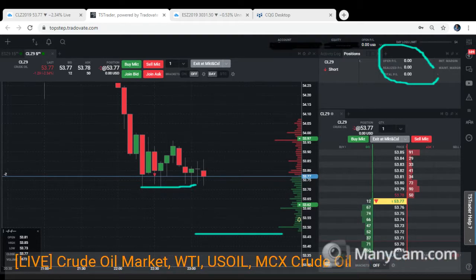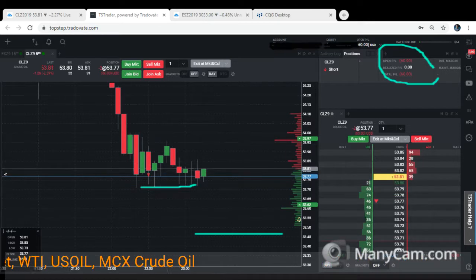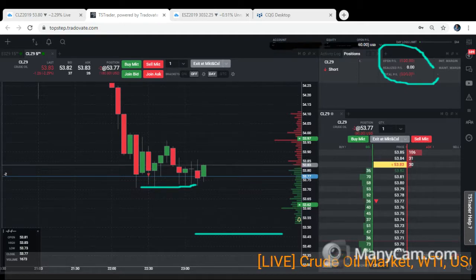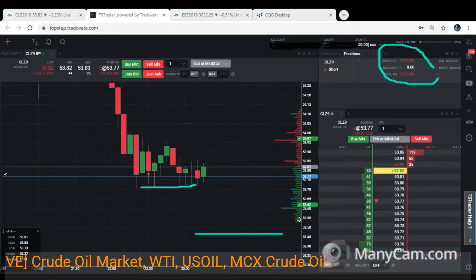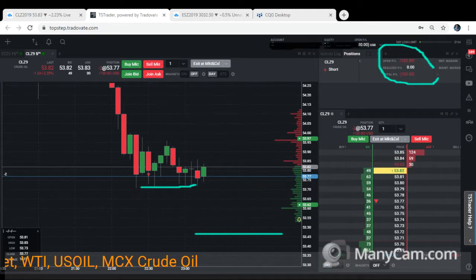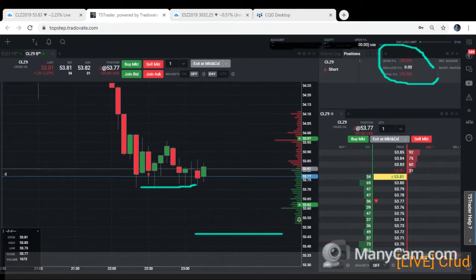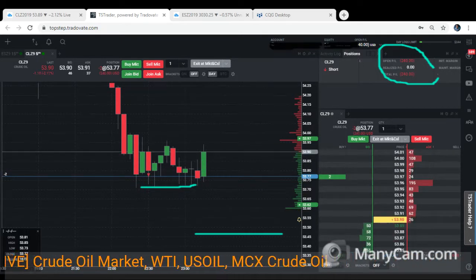I'm not sure why it's taking so long. Okay, a new candle as well. It's quite strong support. Hopefully the market will not reverse back. Again, we are back to the negative territory. Okay, no luck for today, I guess.